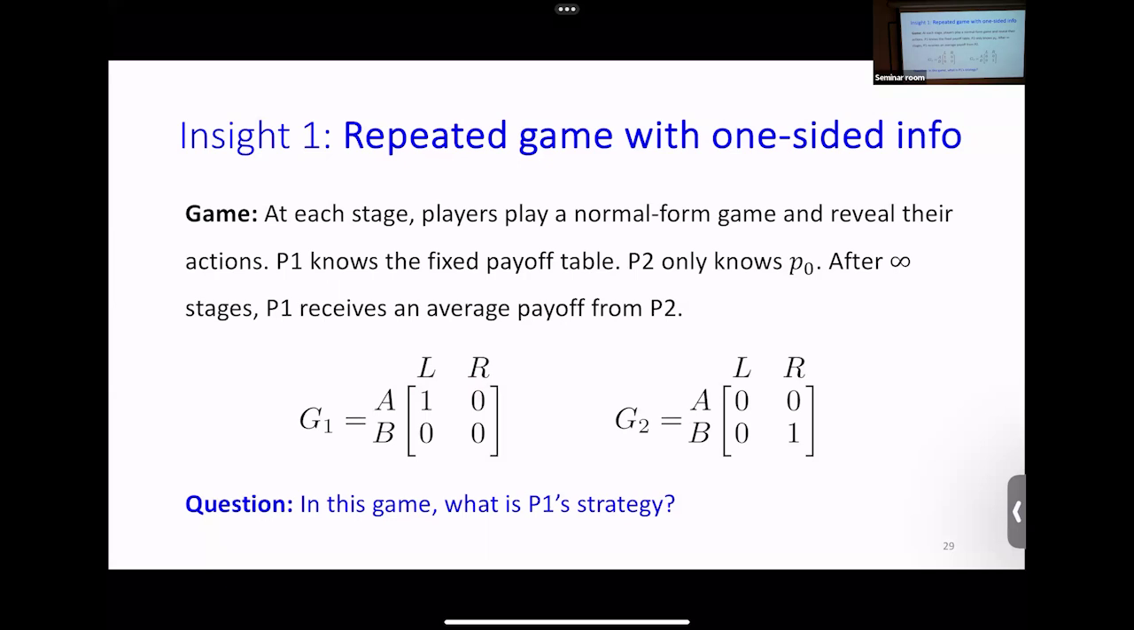The actions will be revealed after each game, but the payoff will not, because if you reveal the payoff, then player 2 can infer quickly which game is being played, right? So now this game will be played an infinite number of stages, and eventually player 1 will receive the average payoff across all the games. So now let me ask you, if you are player 1 and you know that the game being played is the one on the left, what action do you play?